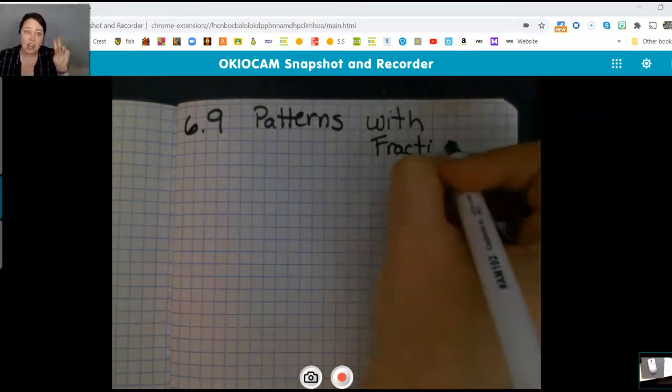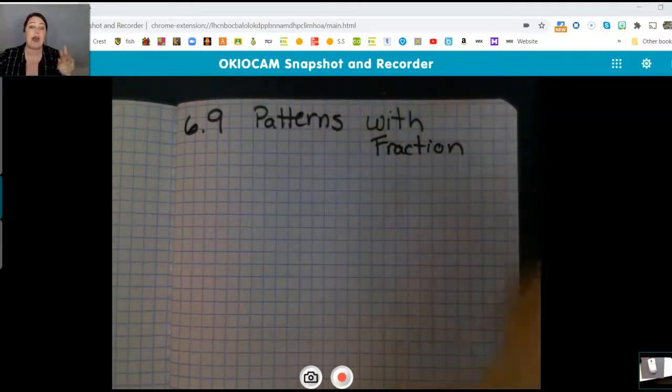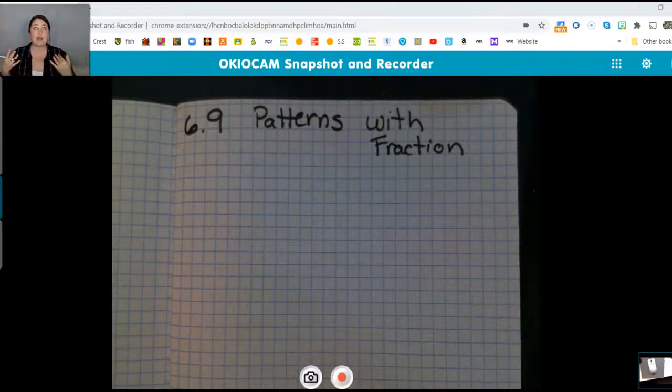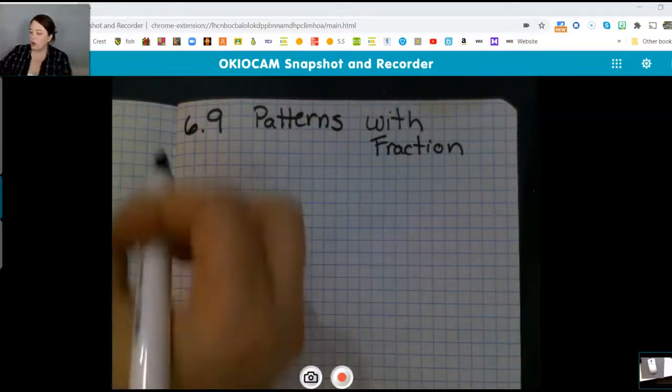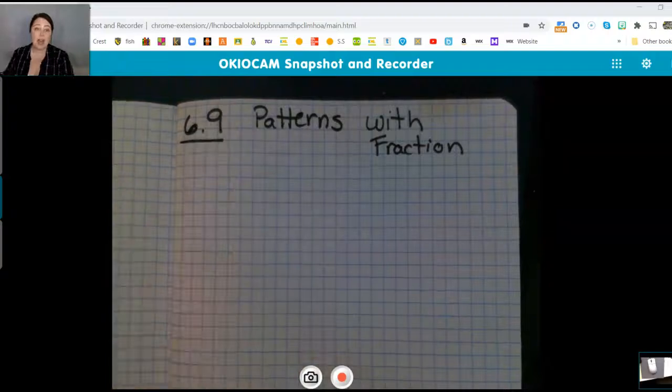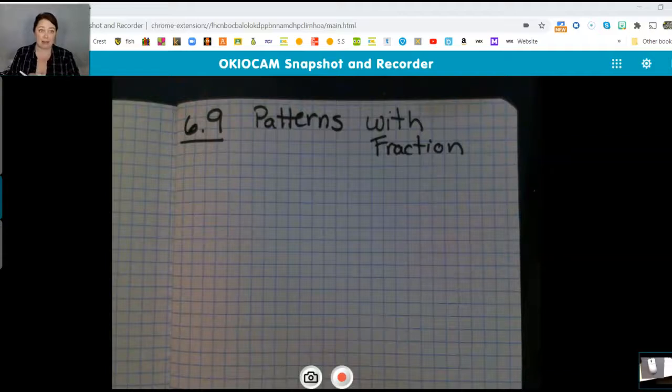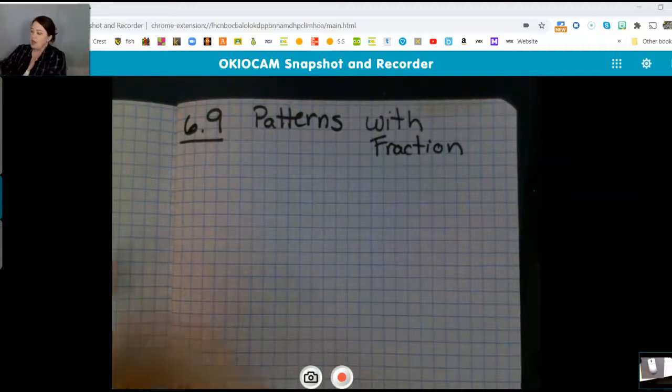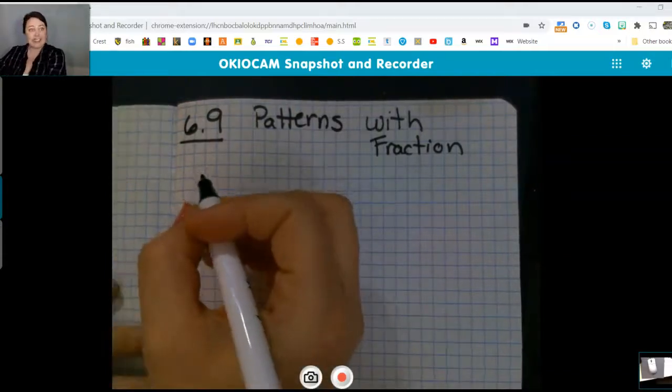So this is actually our second lesson with patterns. Previously, we have done patterns with decimals, patterns with whole numbers. So we're going to be using those same strategies and applying it to this, because one of the hardest things is figuring out what is the pattern. So let's start by writing down the steps.